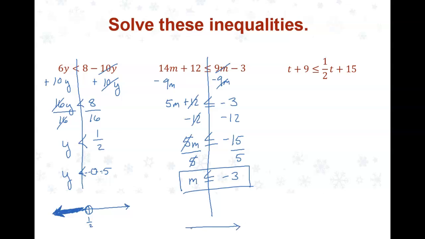So once again, if we wanted to graph this, now we have a closed dot at negative 3. Oops, this should be negative 3. We have a closed dot, and our arrow is going to go to the left. See how that's an arrow to the left? So this is the direction our graph would go.